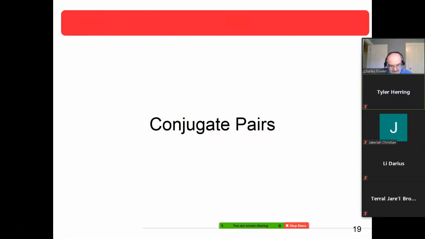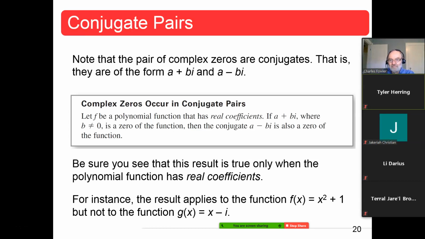Okay, conjugate pairs. This is on the top of page 156. Now, I'm not going to do too much on this except just show it to you. Note that the pair of complex zeros are conjugates. Now, I don't know why they're saying that. We didn't have, they said example 1C. That's where they're referring to. And that was quite a ways back. Okay?